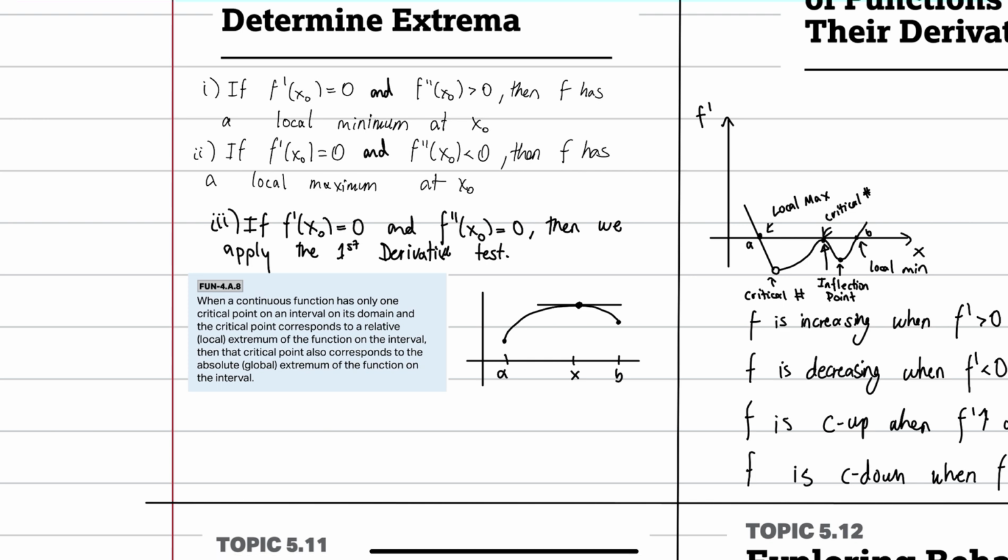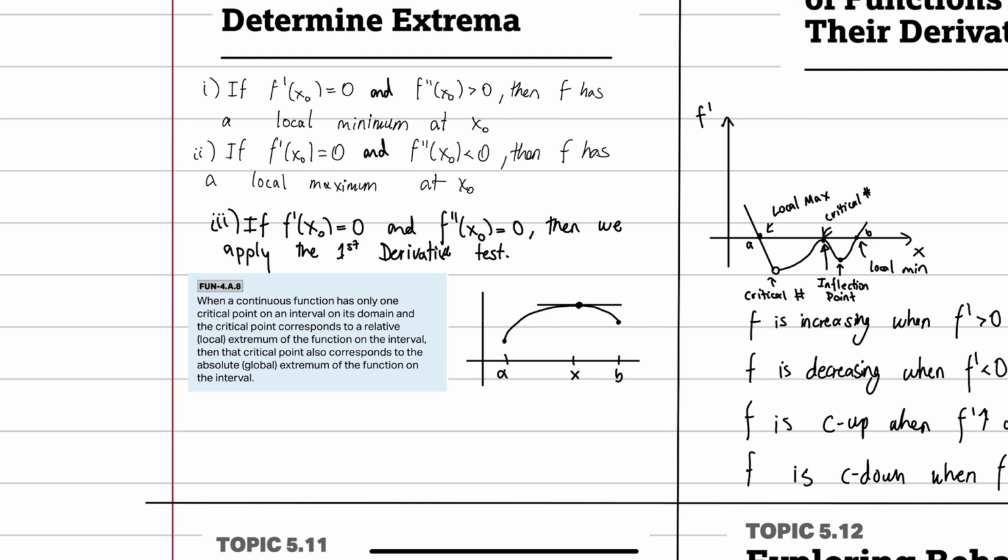Now, I added this note. If both the first and second derivative are 0, we have to use the first derivative test. So yes, this can replace the first derivative test, but there are times where we do need to go back and use it.